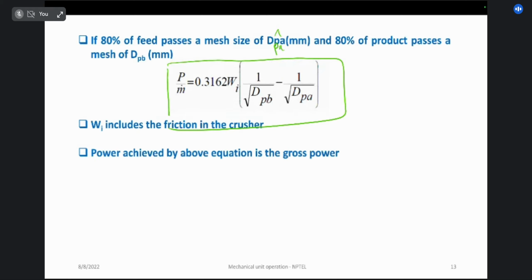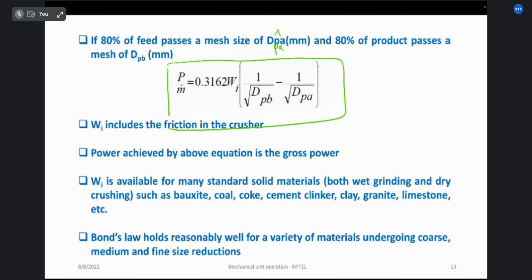Wi includes the friction in the crusher. Power achieved by the above equation is the gross power. Wi also includes the friction in this crusher, and gross power is used in this equation. Wi is available for many standard solid materials. You will already get the value of work index for different materials, because obviously it is not the same to crush cement and to crush coal or coke, or to crush some metal parts. So every material, metal ores, every material crushing requires a different kind of energy, a different kind of nature.